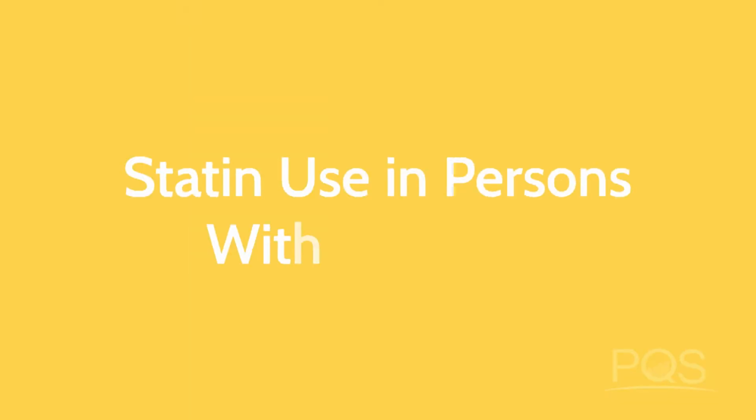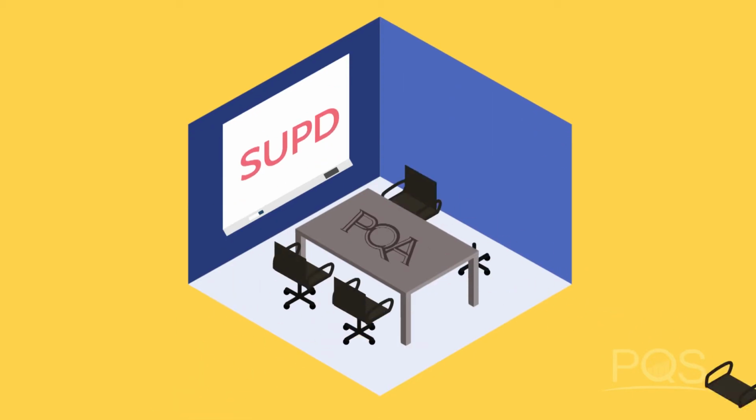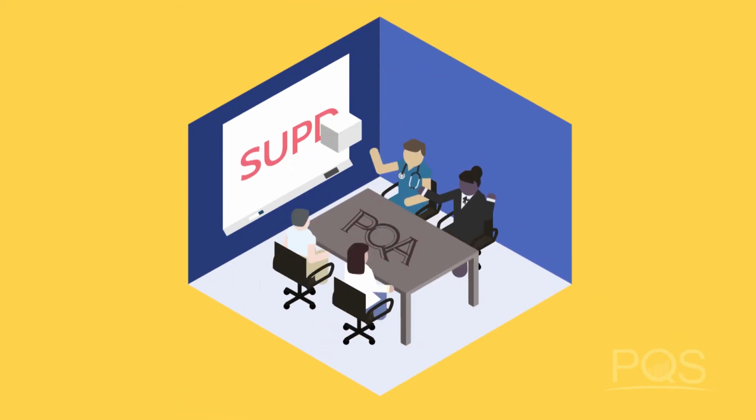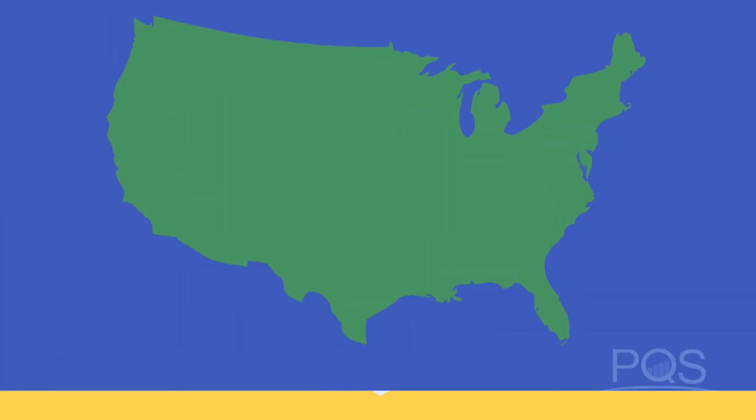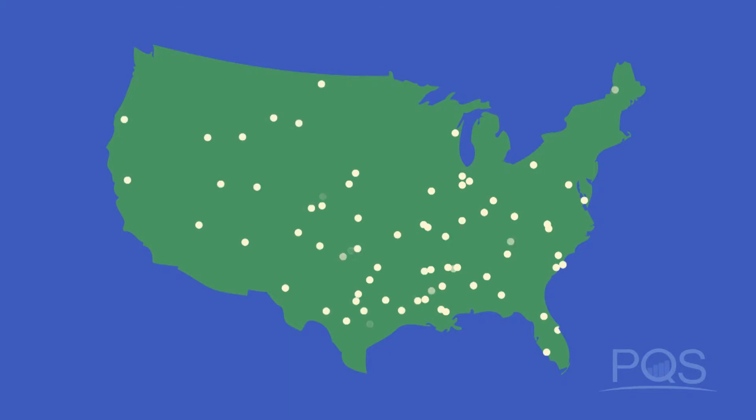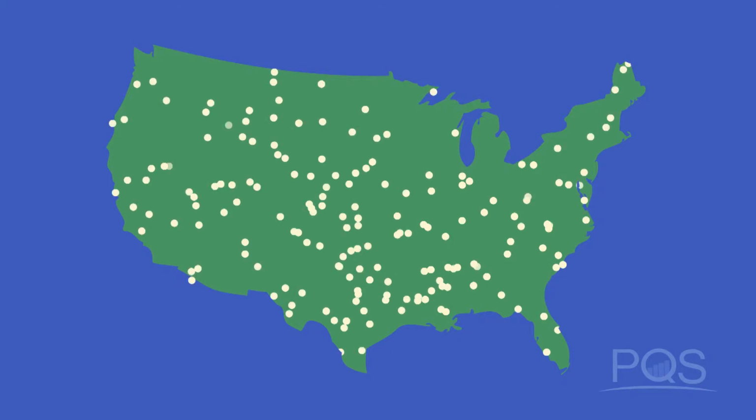Let's start with the statin use in persons with diabetes, or SUPD. The Pharmacy Quality Alliance, an independent measure developer with input from industry experts, established this method to measure statin use in diabetes patients. First, we look at the millions of people across the United States diagnosed with diabetes.